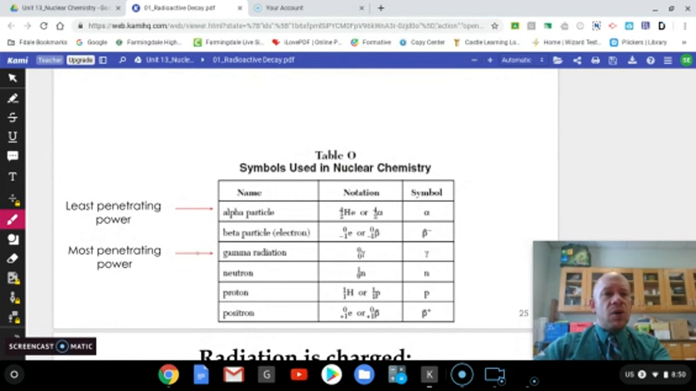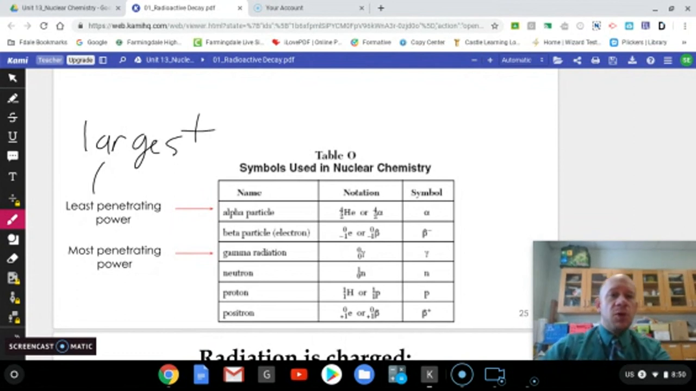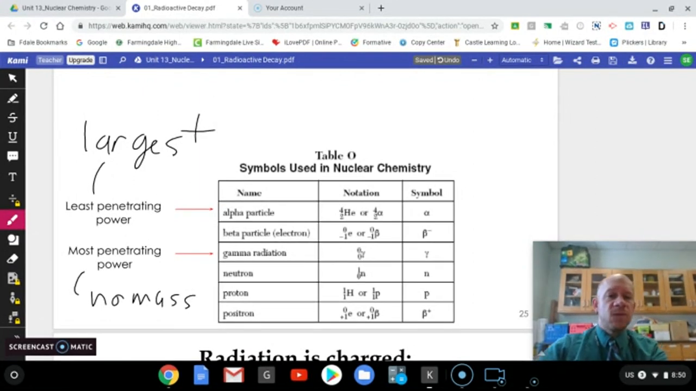So on table O, the alpha particle has the least penetrating power, the very top one, because it has the largest mass. Least penetrating, largest mass. And then the most penetrating is that gamma radiation because it has no mass. So it can go through anything.